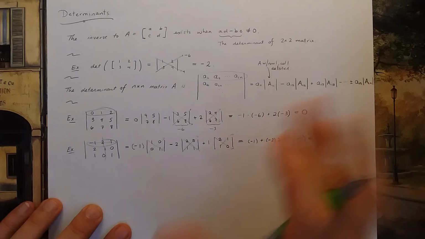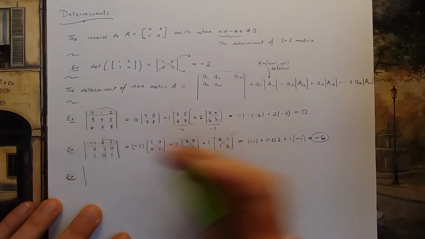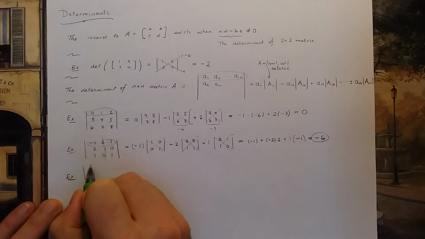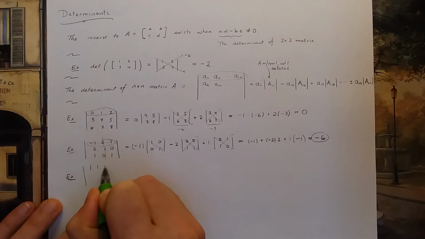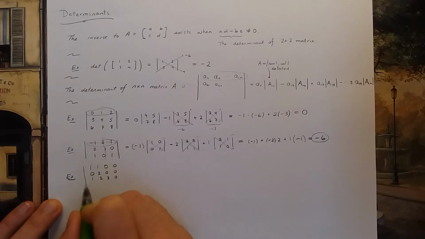Why don't I do one more brief example with a larger matrix? What if I had a 4 by 4 matrix? So what if I tried 1, 1, 0, 0, 0, 2, 0, 0. I'm trying to put a lot of zeros in here so I can multiply by 0. You'll see why in a second. 1, 2, 3, 0, and 1, 2, 3, 4, let's say.